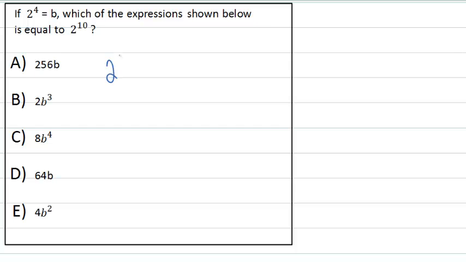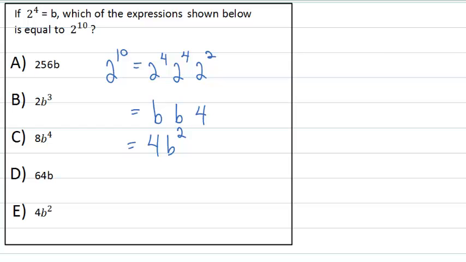2 to the 10th is really 2 to the 4th times 2 to the 4th times 2 squared. The reason is that 4 plus 4 plus 2 would equal 10. 2 to the 4th equals b. The other 2 to the 4th also equals b. And 2 squared equals 4. So 2 to the 10th is equal to 4b squared, which is choice E.